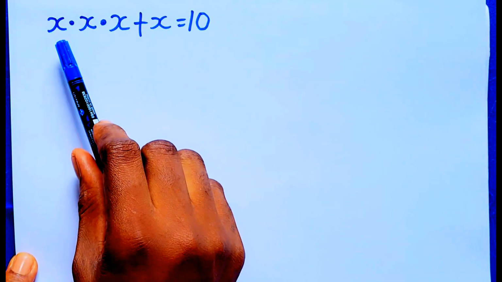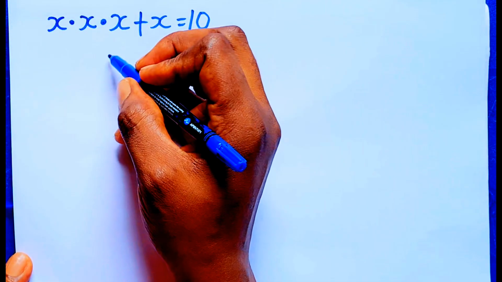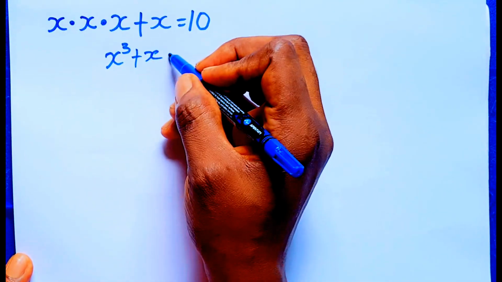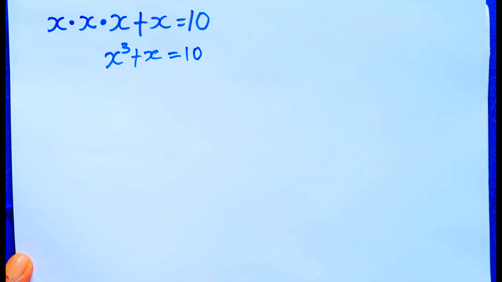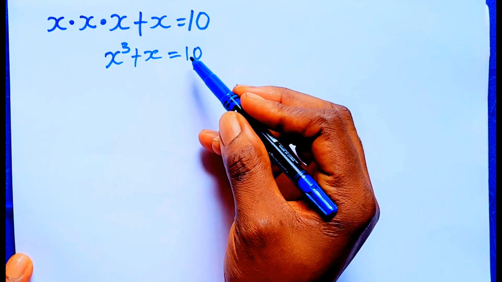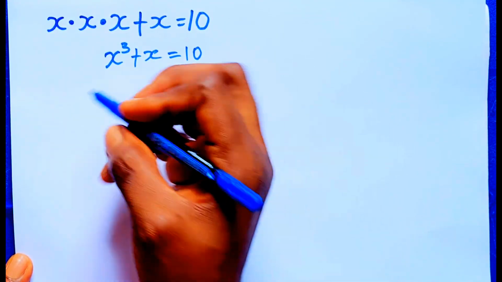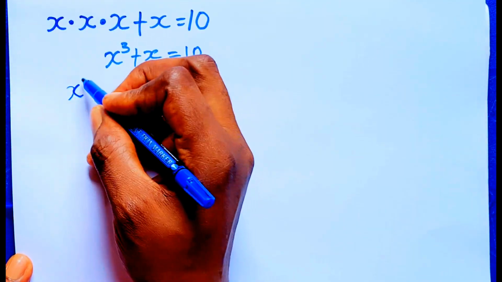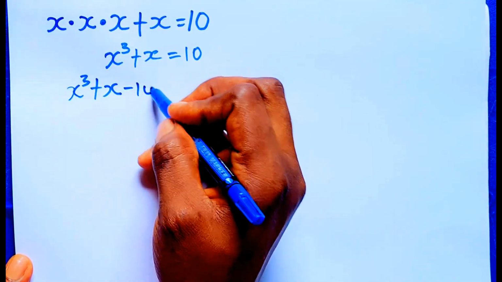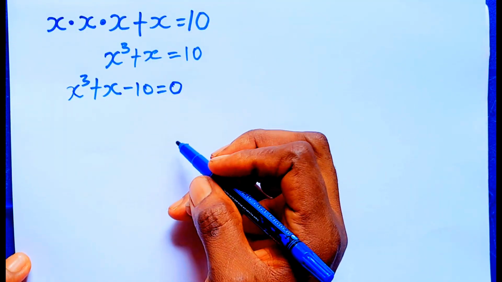So we have x times x is x squared times x is x cubed. So we have x cubed plus x, and this equals 10. Okay, now in our next step we are going to try to equate everything to 0, by subtracting 10 from both sides. So we are going to have x cubed plus x minus 10 equals 10 minus 10 equals 0. So we have equated it to 0.